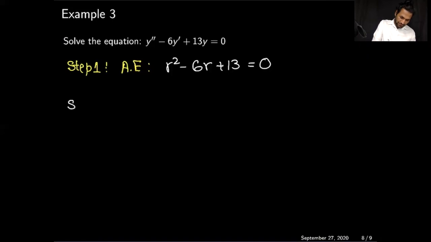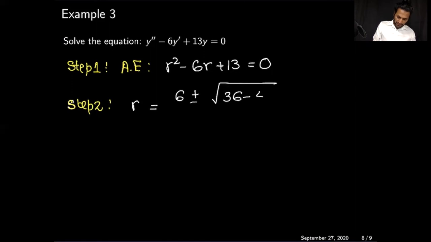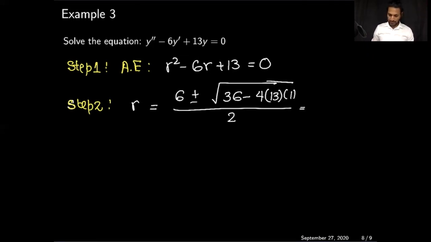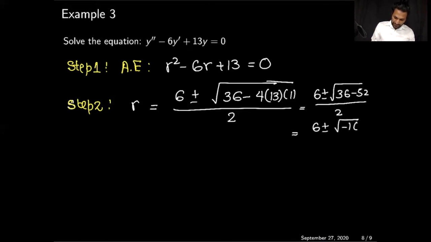And in step number 2, I will find the roots of this characteristic equation. This time again, I will use the quadratic formula. So this will be r = (6 ± √(36 - 4ac)) divided by 2a, with 4 times 13 times 1. So if I simplify this expression, I have 6 ± √(36 - 52) divided by 2, or in other words, 6 ± √(-16) divided by 2.